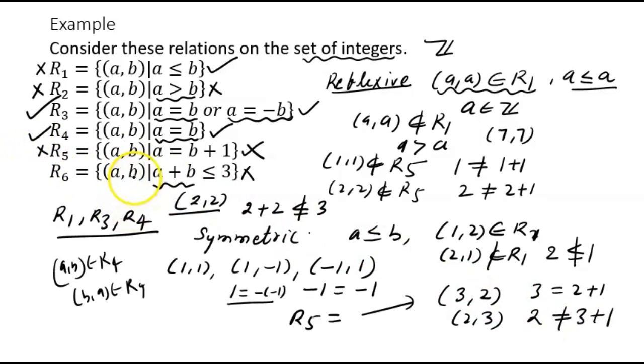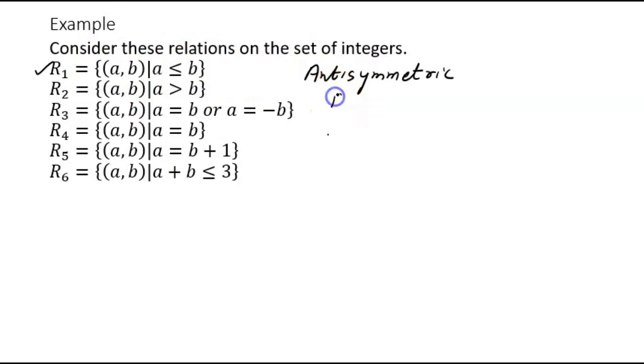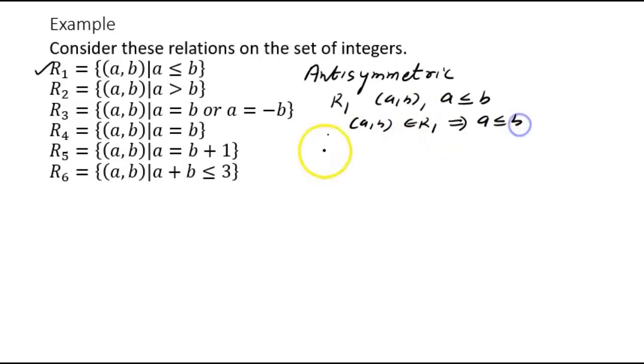And what about R6? R6 is symmetric. Use the property that if A plus B is less than or equal to 3, then there is no doubt that B plus A will also be less than or equal to 3, because addition is commutative. So this is also a symmetric relation. So we have seen the reflexive property and the symmetric property. Let us consider R1. R1 has all those elements A comma B for which A is less than or equal to B. So if A comma B belongs to R1, this implies A is less than or equal to B.